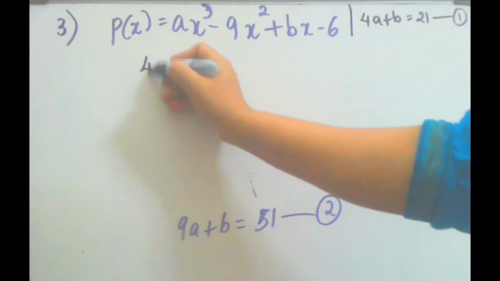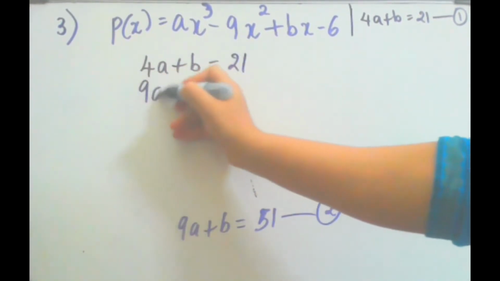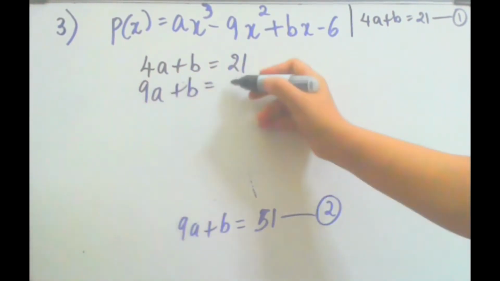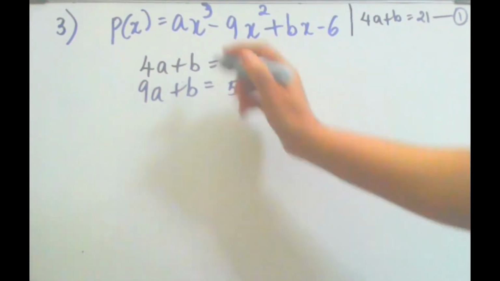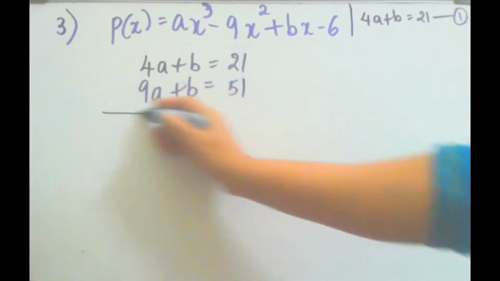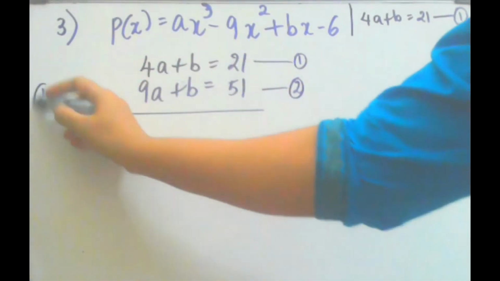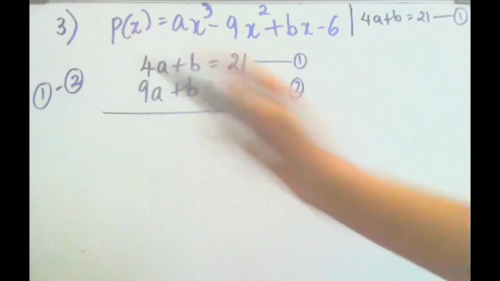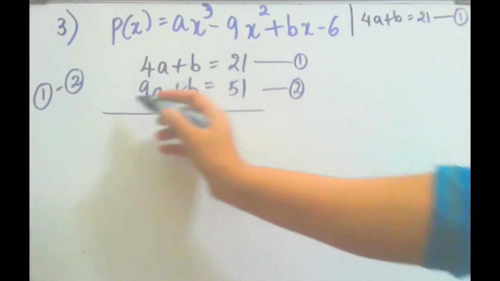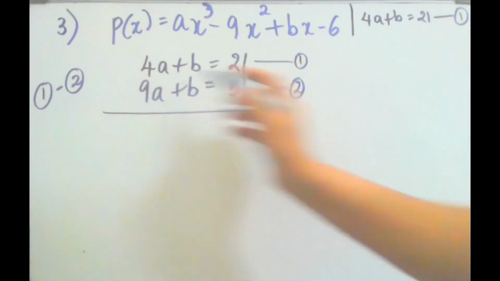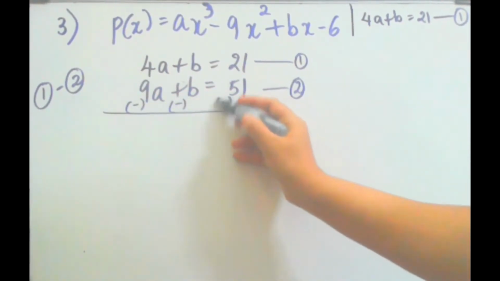So this is our first equation, 4a plus b is 21. Second equation, 9a plus b is equal to 51. So as we can see, we have b and b. So subtracting equation 2 from 1, that is by doing 1 minus 2, we can cancel out b. So when I do 1 minus 2, the second equation's sign will change, which we will write like this.